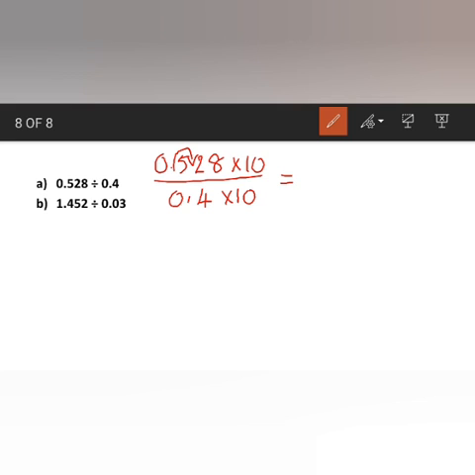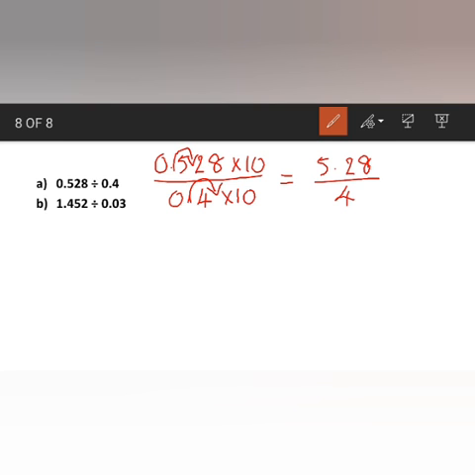So that this will be 5.28 by 0.4. Here the decimal point, when it is shifting, it will be 4. So that 5.28 divided by 4. This will be our new one. So now we can do the division.